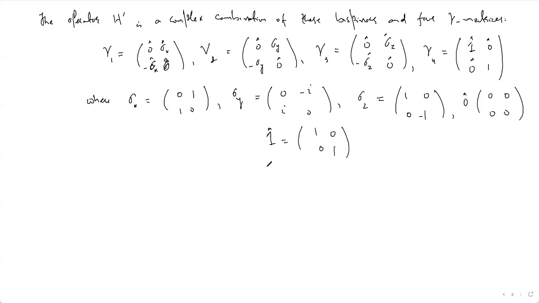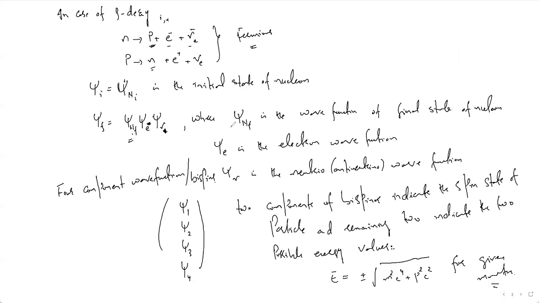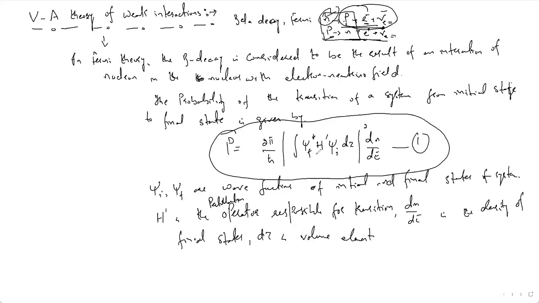So let me just go back to the previous slide. I consider this beta decay. As I said, all the particles involved in this beta decay are fermions. So I will represent all these particles by a four component wave function, which we call a bispinor. The two components of this bispinor indicate the spin state of the particle, and the other two indicate the possible energy values, given by this particular equation. Now I'm explaining this equation, psi f psi n, so that I can write down the probability of this transition.